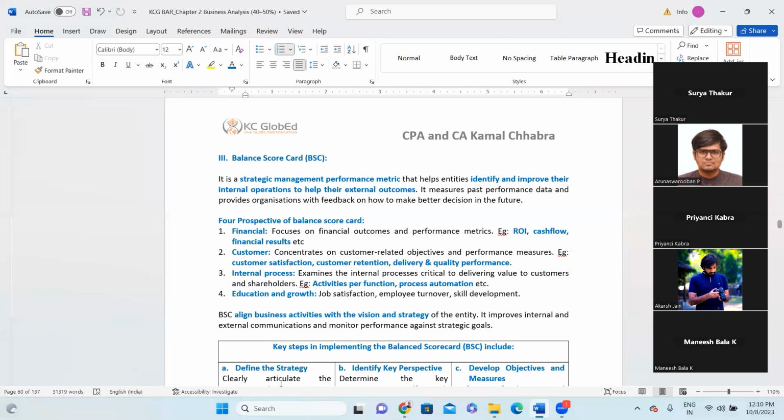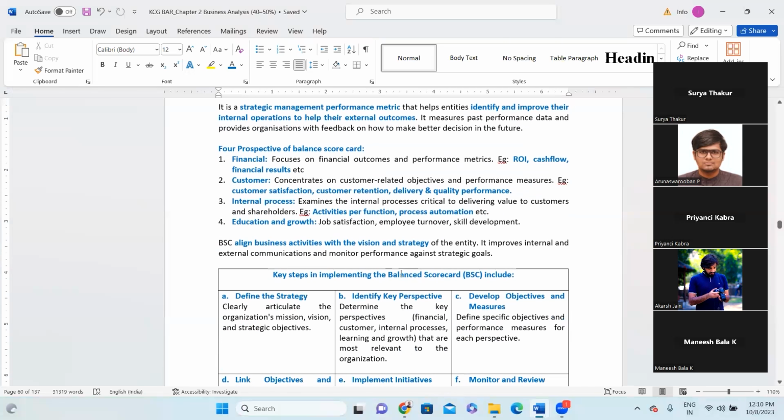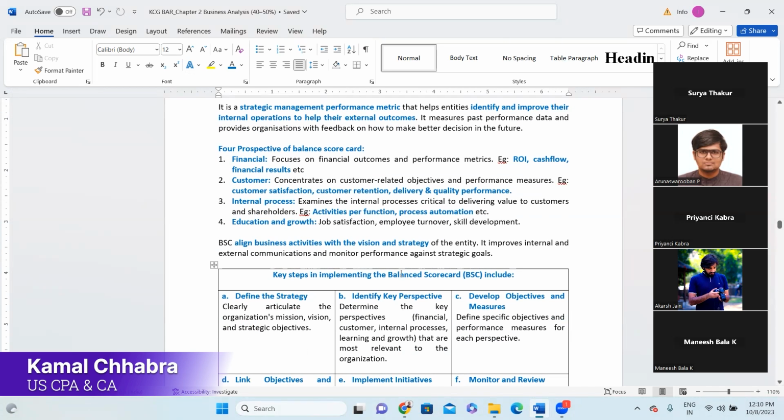And there are four perspectives of the balanced scorecard. The first one is financial, second is customer, third is internal, and fourth is learning and growth. The first one is financial. The financial parameter focuses on the financial outcome of the performance metrics, like what will be your return on investment, what will be your cash flow, what will be your financial result, right? Second is customer centric.